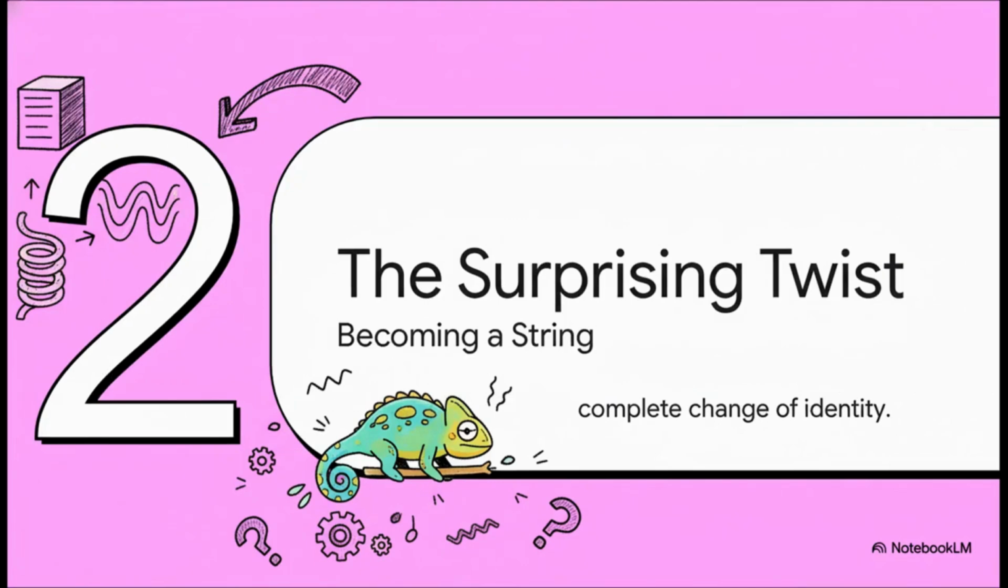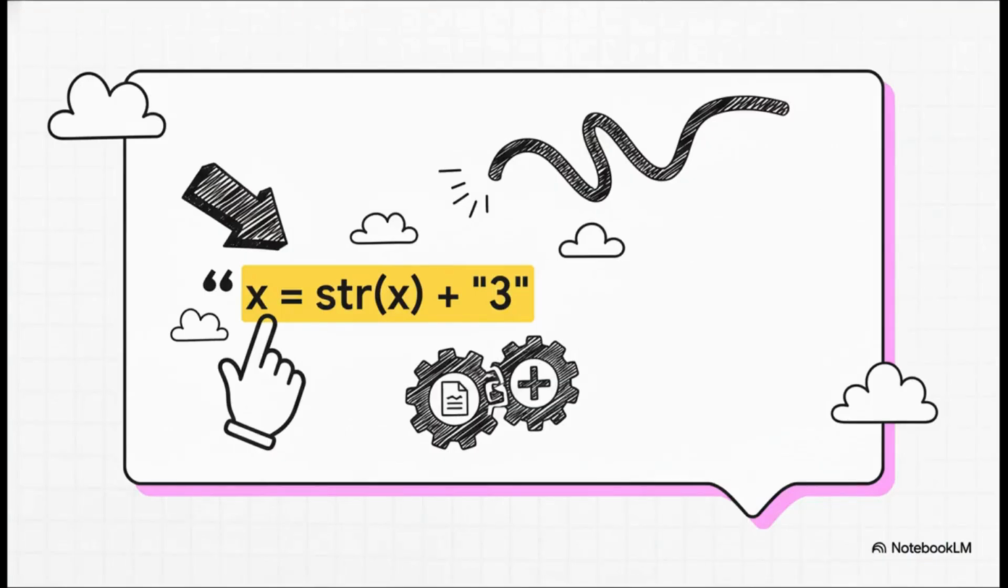Okay, so x has gone from an integer to a float. That's pretty standard stuff in programming. But this next step, this is where the real surprise is. Our little variable is about to have a full-blown identity crisis. So take a look at this line of code. It's actually a 2-for-1 deal. First, it's taking our variable x, which is currently 7.0, and it's forcing it to become a string with that str function. Then, it uses the plus operator to stick the string 3 onto it.